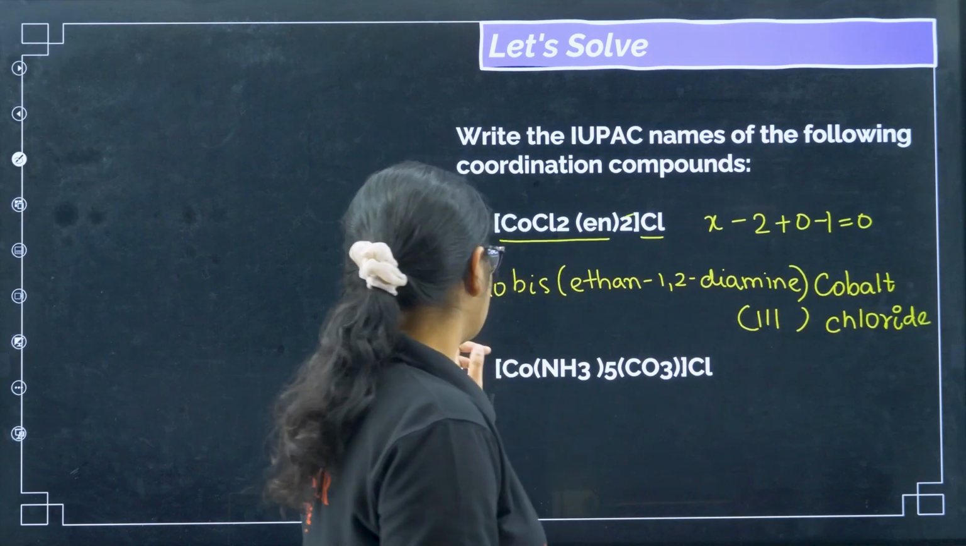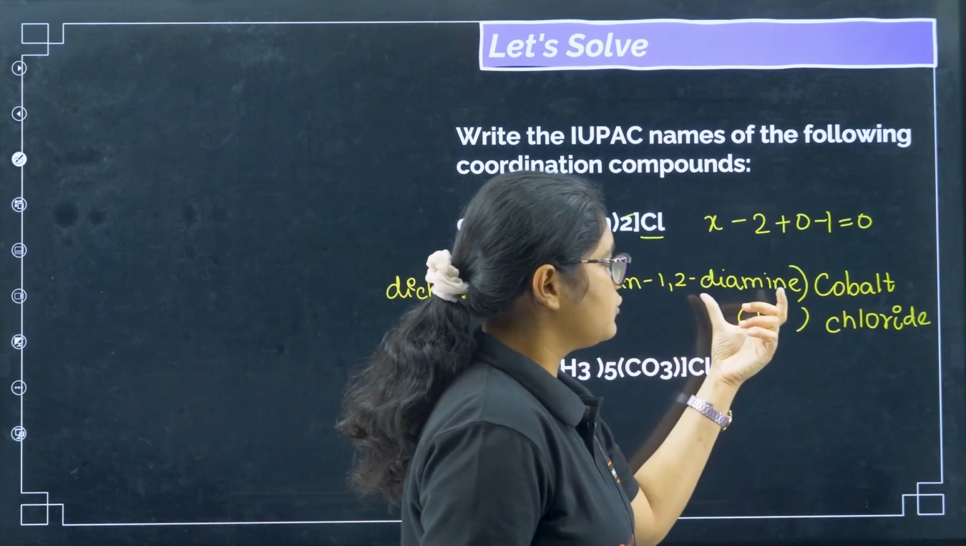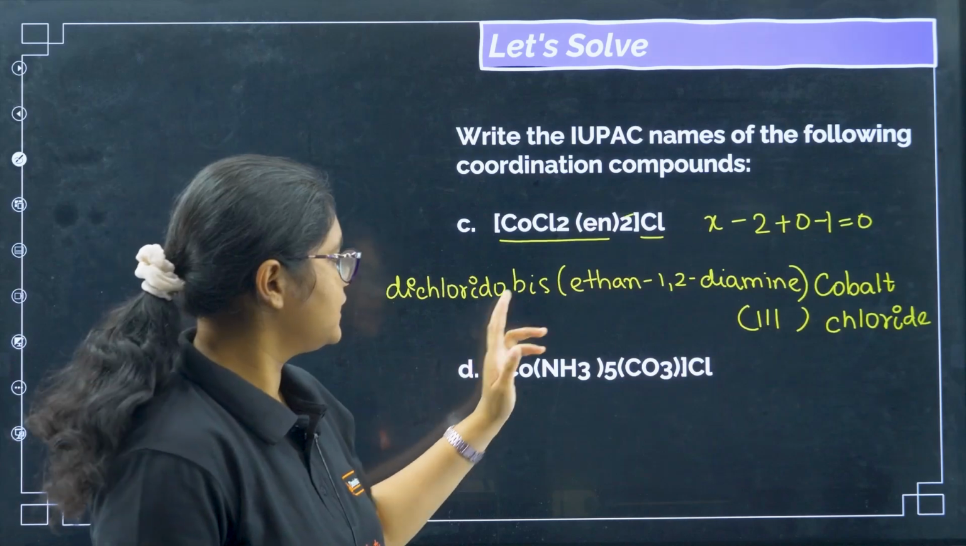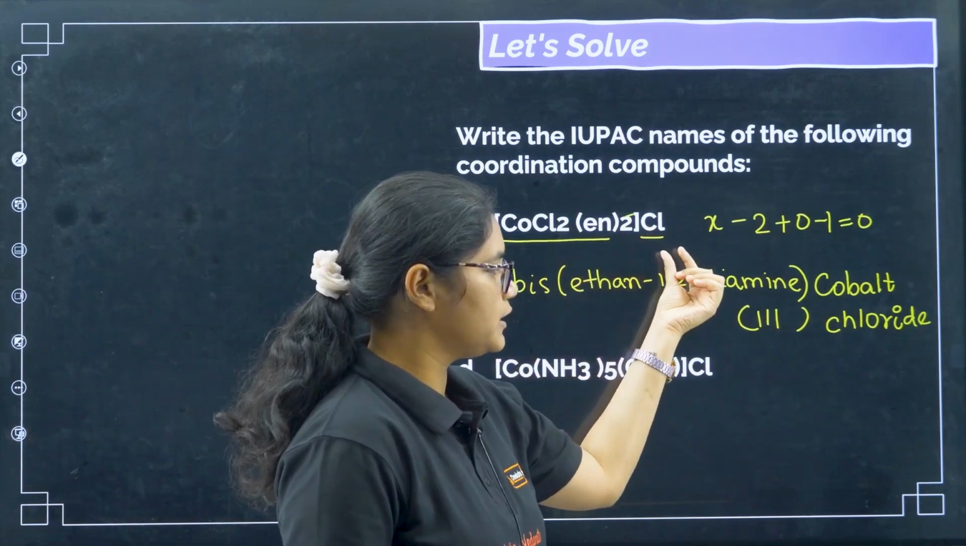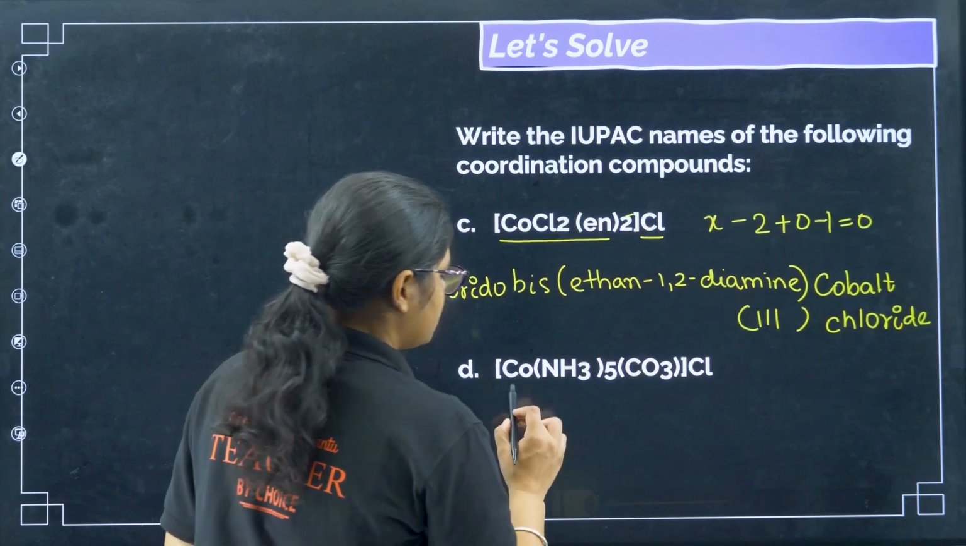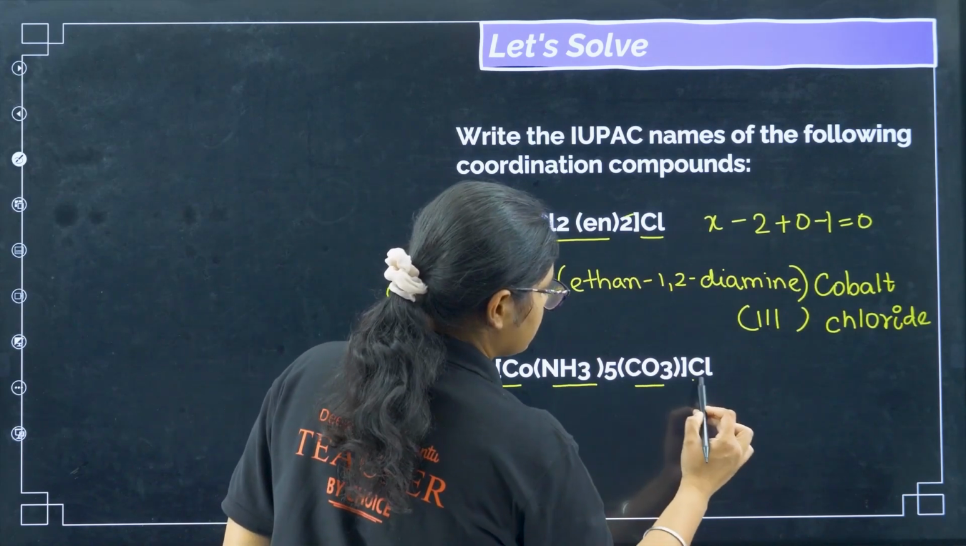Okay, dichloridobis(ethane-1,2-diamine)cobalt(III) chloride. That is the name. So you can see chloride is the counter ion, so you just have to write the name of the ion. Next one, if I solve here, [Co(NH3)5CO3]Cl.